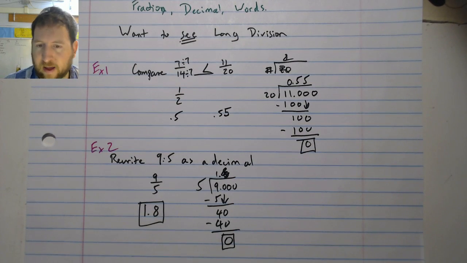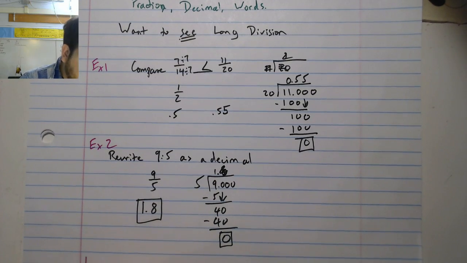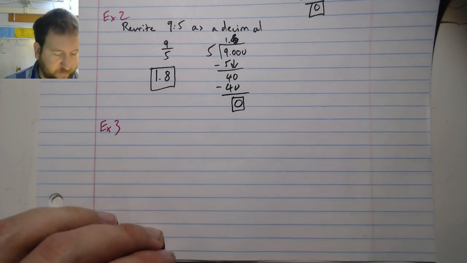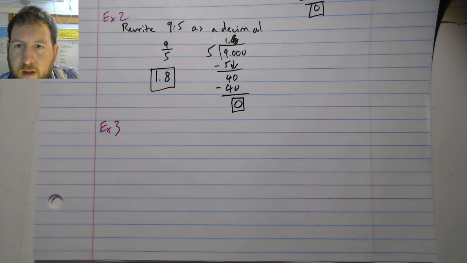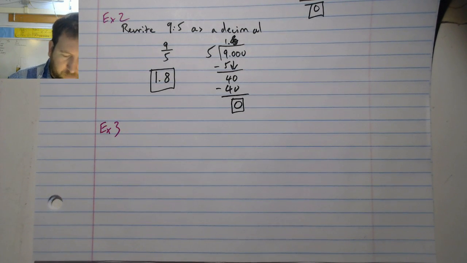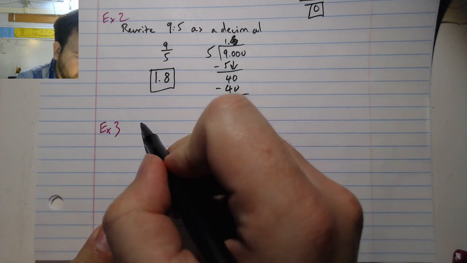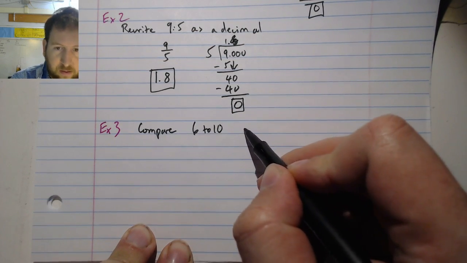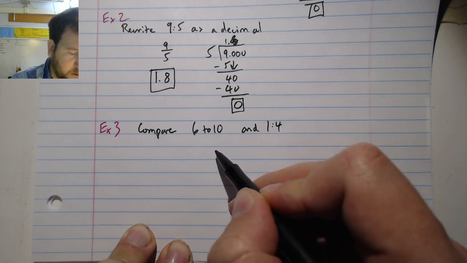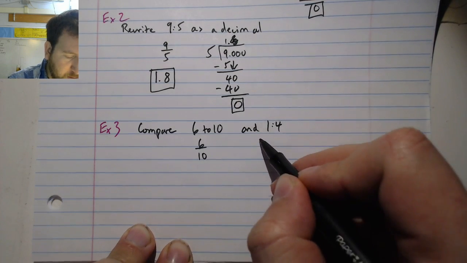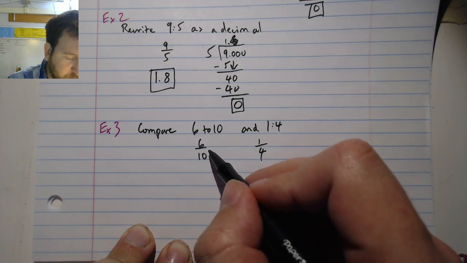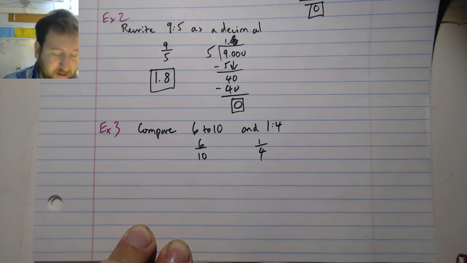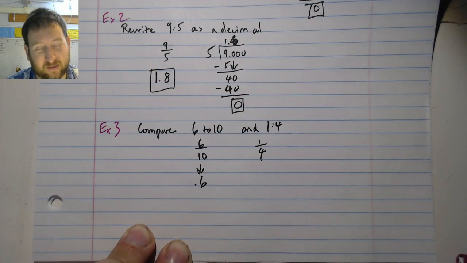Feel like you get it? Go on ahead. I'm going to do one more quick example. All right, we're going to compare 6 to 10 and 1 to 4. Okay, first I'm going to rewrite them all as fractions, 6 to 10 and 1 to 4. And then I'm going to simplify them as well. Actually, I'm not going to simplify this one, because if I know it's in tenths, I can just write it as 0.6, which is really convenient and nice.